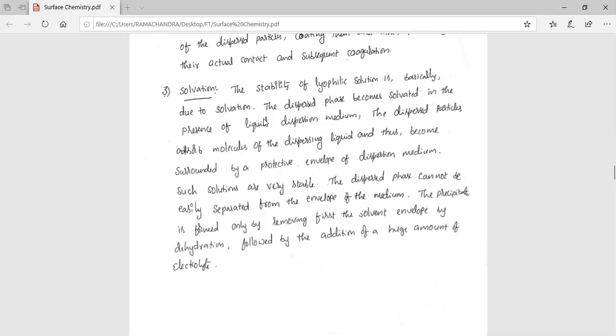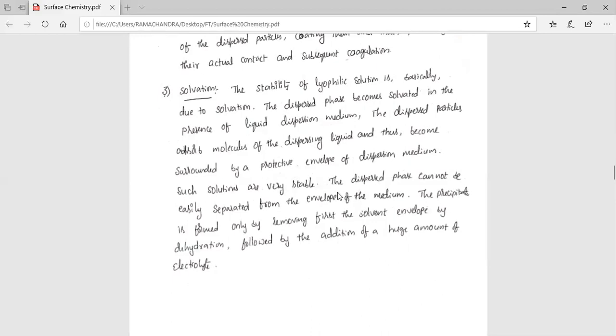The dispersal phase becomes solvated in the presence of the liquid dispersal medium. So the dispersed particles are surrounded by molecules of the dispersing liquid, and thus become surrounded by a protective envelope of dispersal medium. Such solutions are very stable. Because the lyophilic dispersal medium means they have a greater affinity to the molecules on the surface, that's why they form an envelope of dispersal medium.